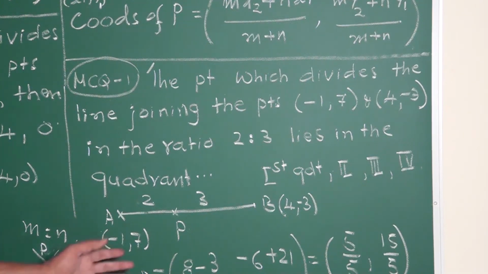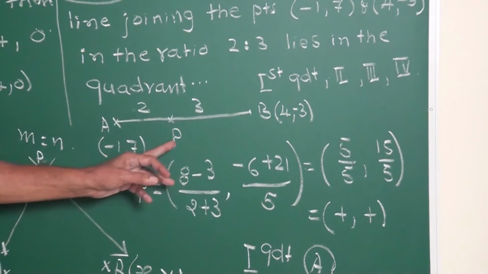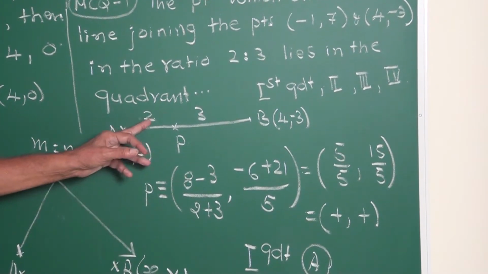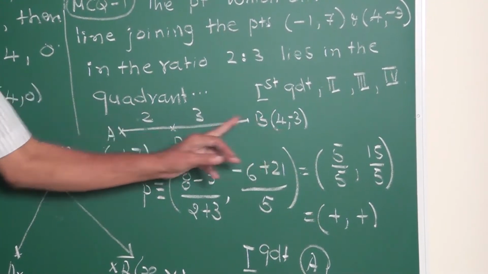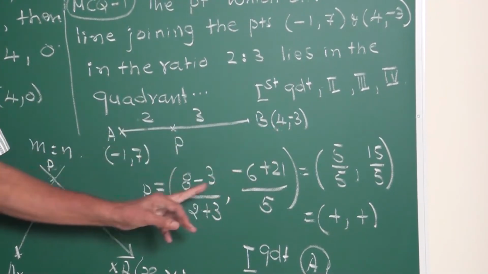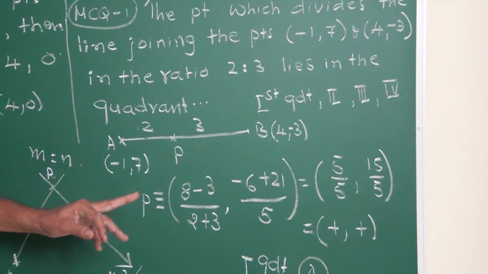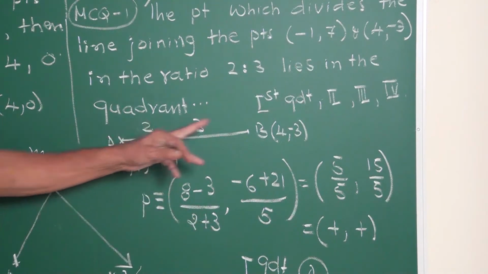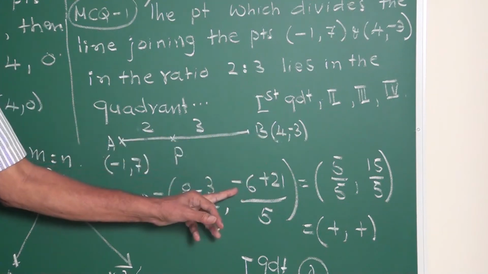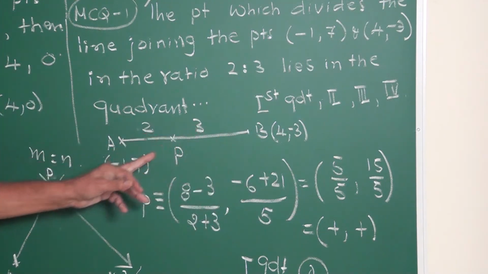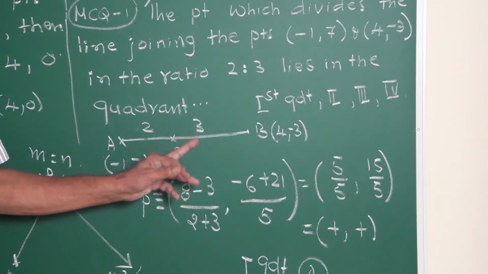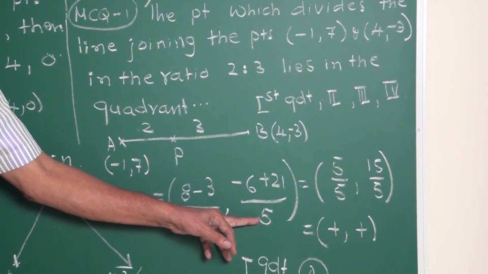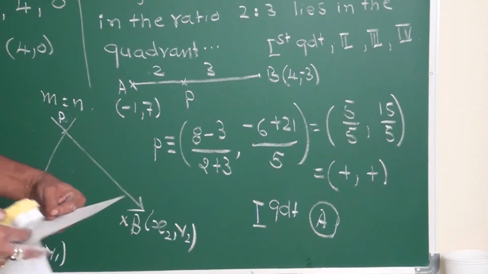Yes, my friend. A small figure is needed. A, B, P, with m is to n. First, the coordinates of P: m x2 plus n x1, which is 2 into 4 is 8, plus 3 into minus 1 is minus 3, upon m plus n. Then m y2 plus n y1: 2 into minus 3 is minus 6, plus 3 into 7 is plus 21, upon m plus n, which is 5. 8 minus 3 is 5 upon 5. What is this? 15 upon 5 is 3.